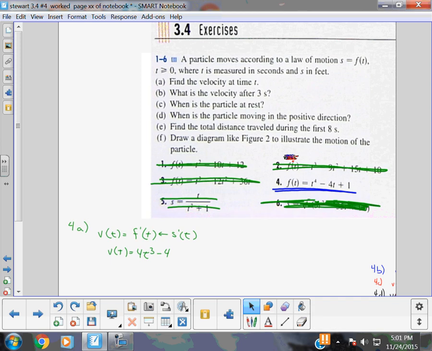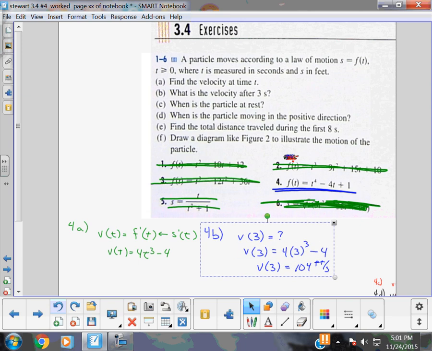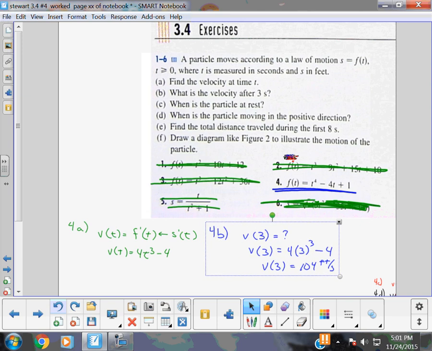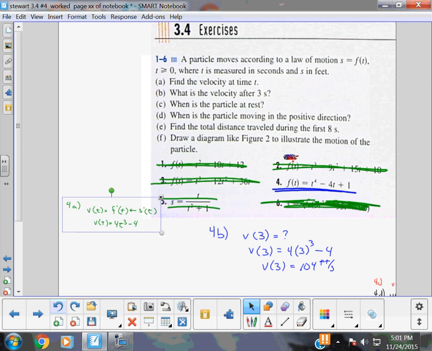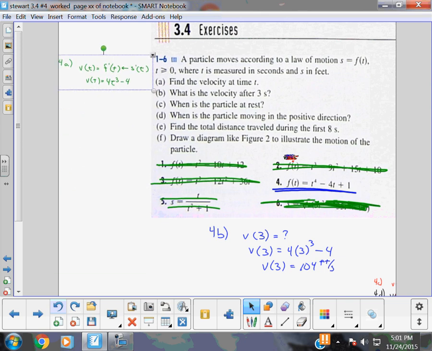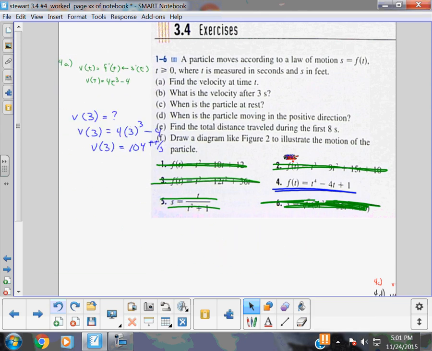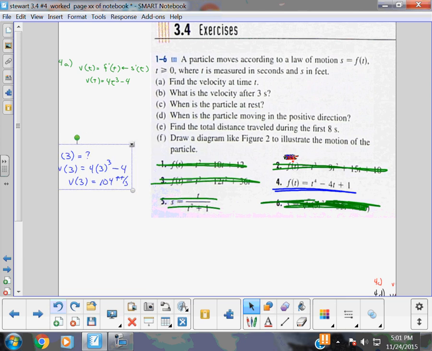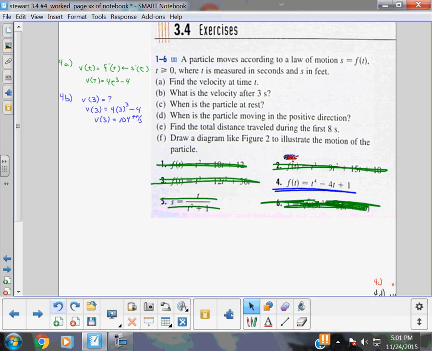So letter B says, what is the velocity after 3 seconds? Well, just plug 3 in there. It's just function notation. So v of 3 is question mark, so I put 3 in. I do the work. Quick and easy. And next thing you know, I have an answer of 104 feet per second. So I just did A and B. And again, fairly straightforward problems.